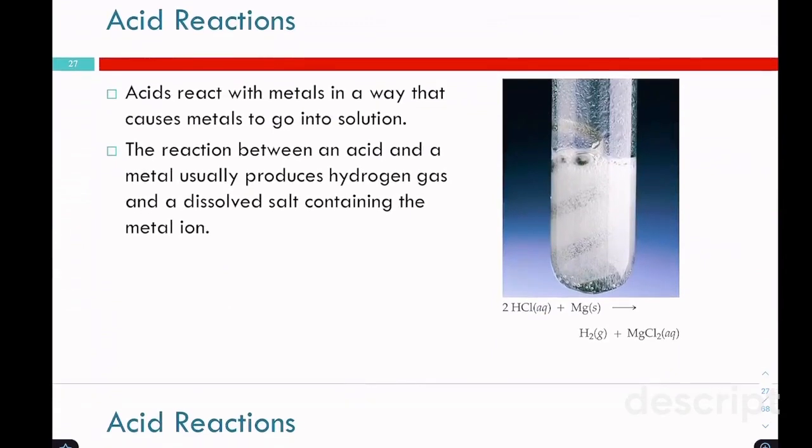Oh, we didn't do that one. There's a lab that we unfortunately had to skip. You generate hydrogen gas by dissolving a metal in acid, and at the end of the reaction, the metal is completely gone because acids react with metals in a way that causes them to dissolve into the solution. So it looks like they completely disappear, but they're really just dissolved, right? They're in the solution still.